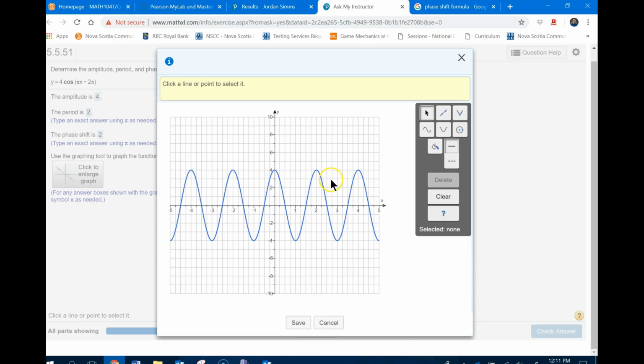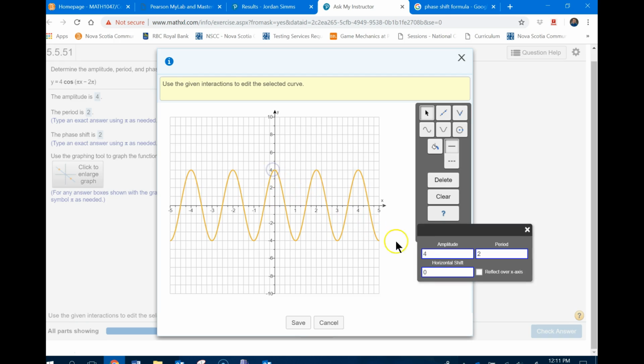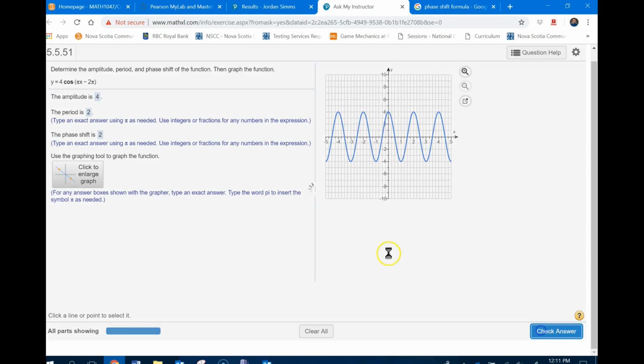So if I save that, I'm going to get this wrong, aren't I? Interesting. There's no phase shift with that, eh? Oh, horizontal shift. There we go. I thought that was vertical. So let's blast in 2 there. We'll save her up. And we'll see how we did.